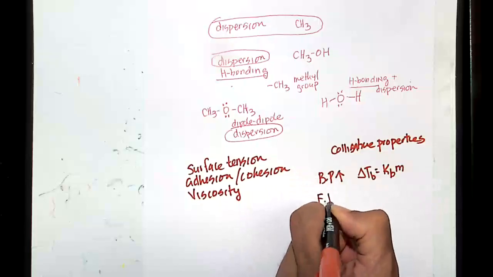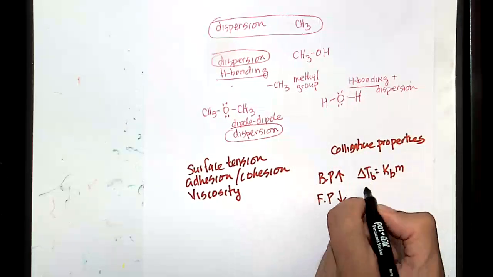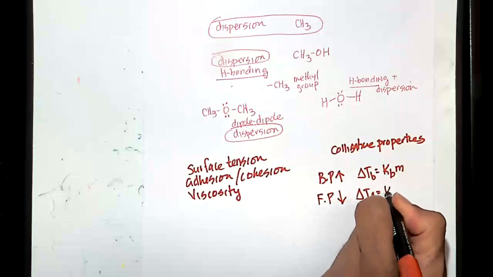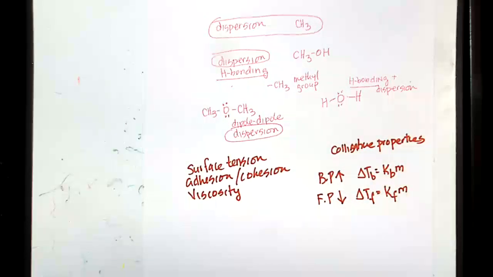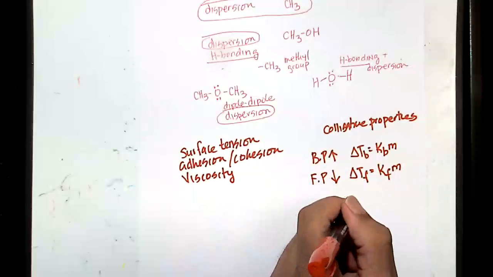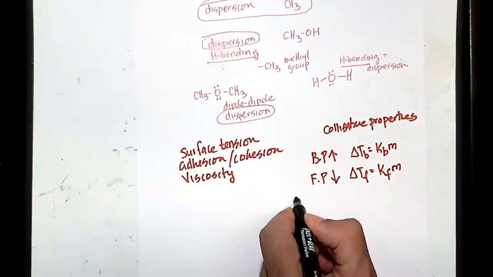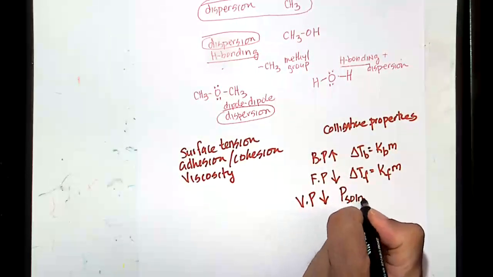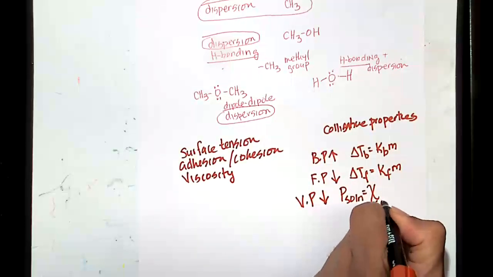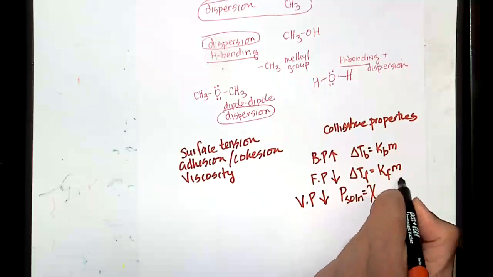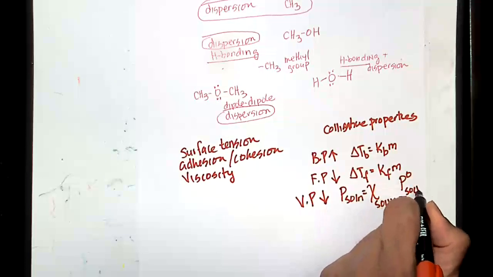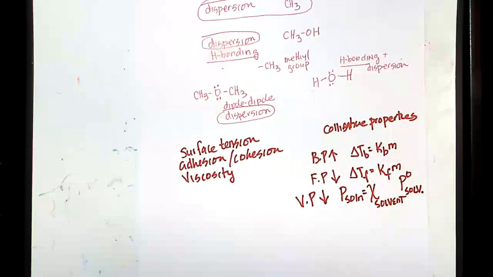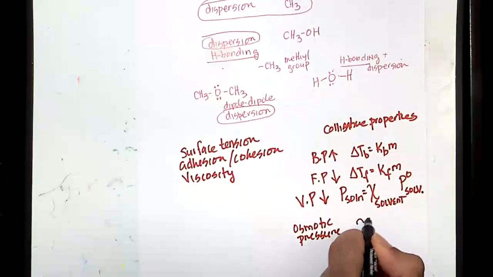What will happen to the freezing point? This is called freezing point depression. So the new freezing point will be this equation. You have to subtract because the freezing point goes down. What's the third one? Vapor pressure lowering. The new vapor pressure of this solution is going to be the mole fraction of the solvent times the neat solvent. Neat means by itself. And then what's the other one? Osmotic pressure.